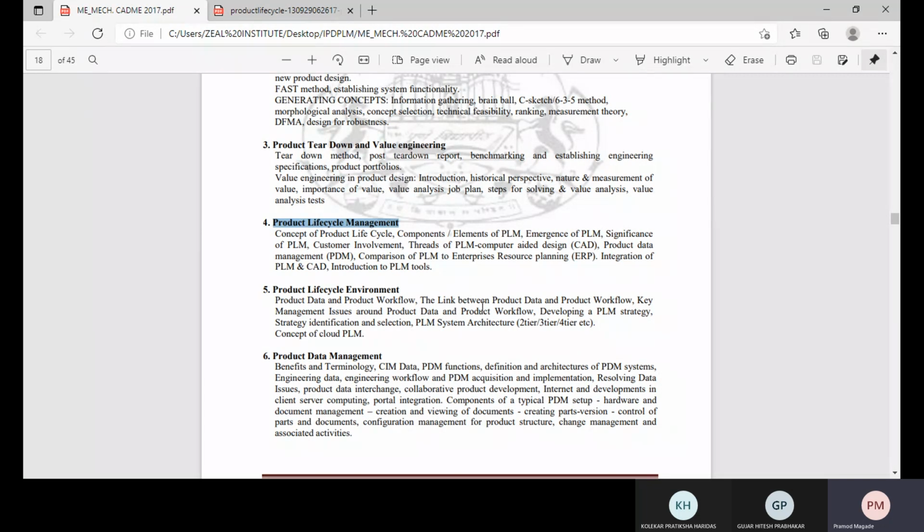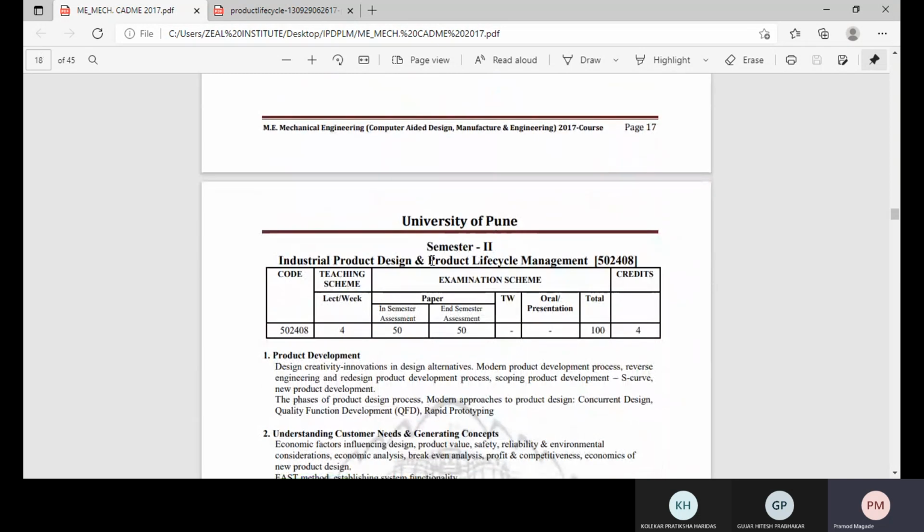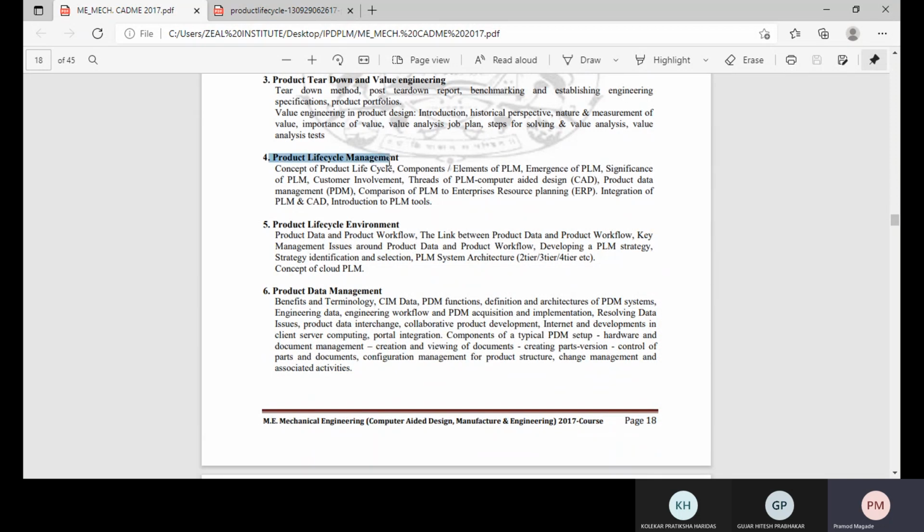Now units 4, 5 and 6 are totally related to another part of the syllabus, that is product life cycle management. This is very important. If you understand the product life cycle, how we can develop the product and what the life cycle should be, then it is easy to understand units 4, 5, 6. Unit 4 is about product life cycle management. Here we are going to study PLM: what are the pros, what are the cons, and what parameters are included in product life cycle management. This is the first part.